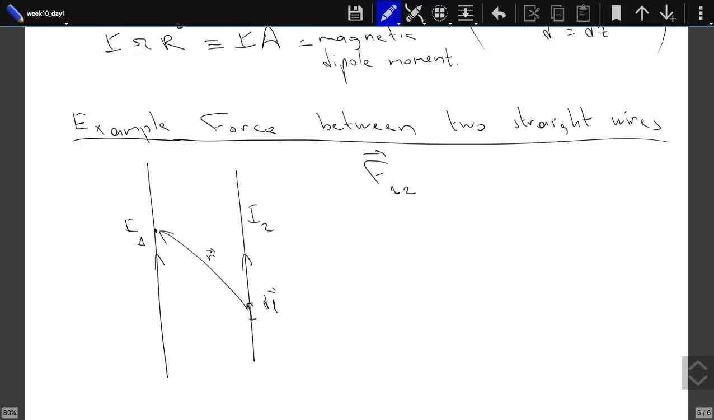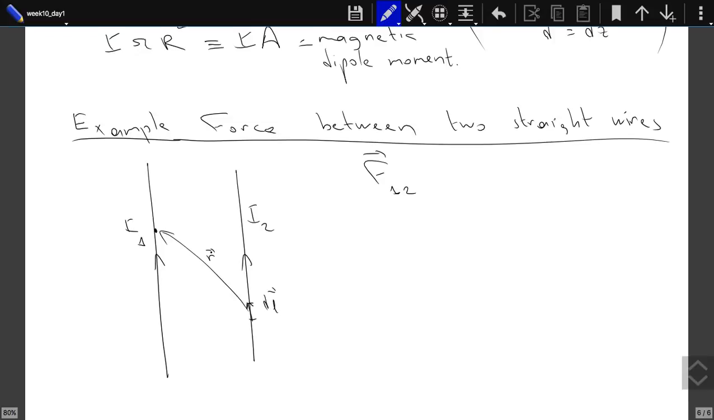You can also use your right-hand rule in a different way. Just grab the wire such that your thumb points in the direction of the current. Then your fingers curl in the direction of the magnetic field. So the magnetic field created by the second wire is into the screen here. It is out of the screen over on the other side.